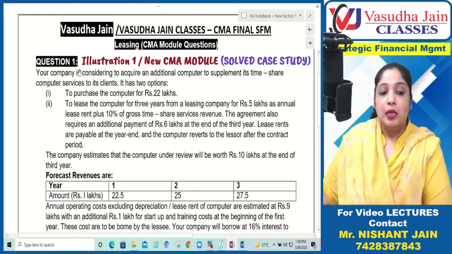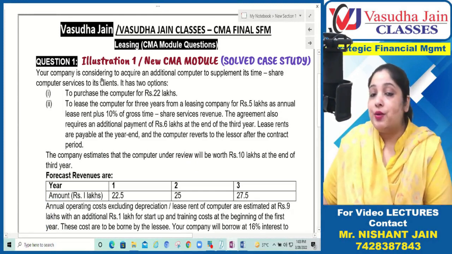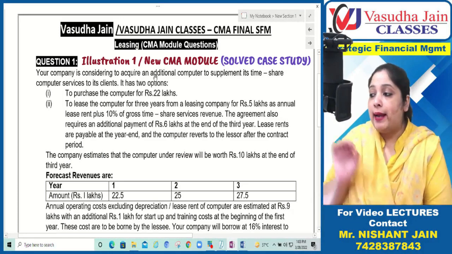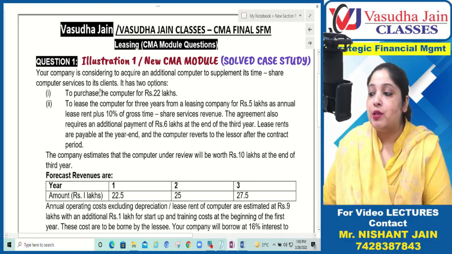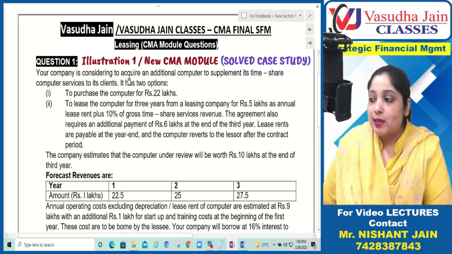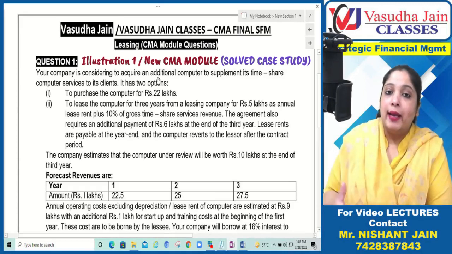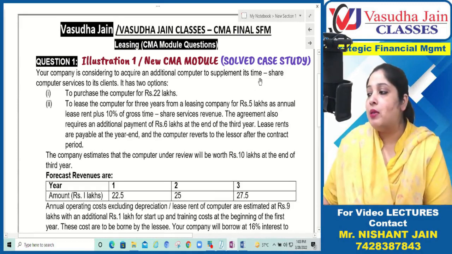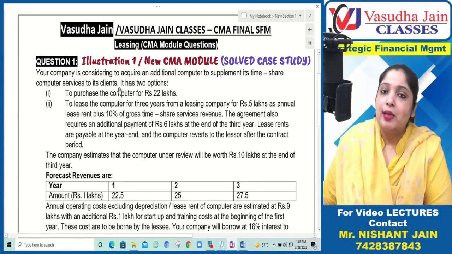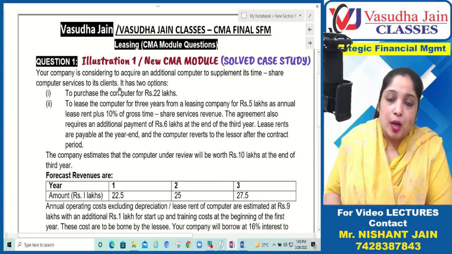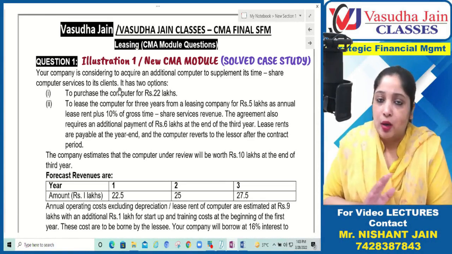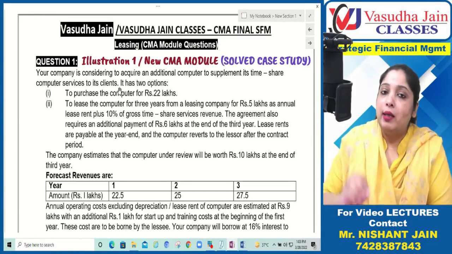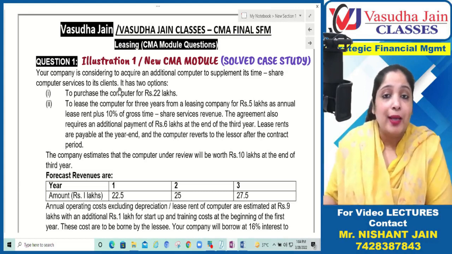Question number 1 is: your company is considering acquiring an additional computer to supplement its timeshare computer services to its clients. So basically your clients come and use your computer services, and for that you need an additional computer. What is the purpose? We are not concerned with that. We just know that we need a computer. Now, how will the company get the computer?